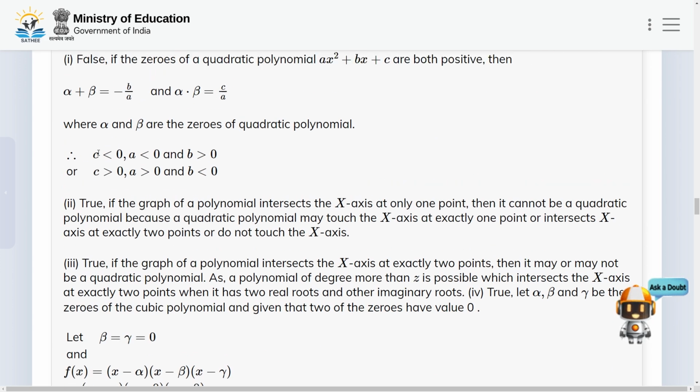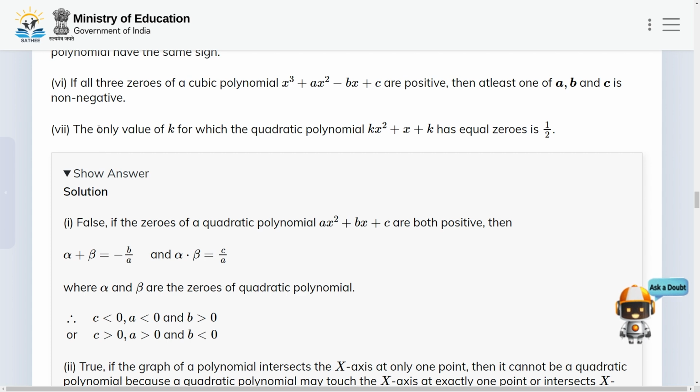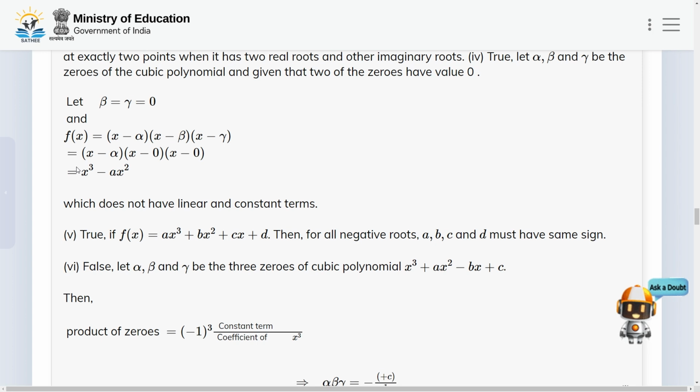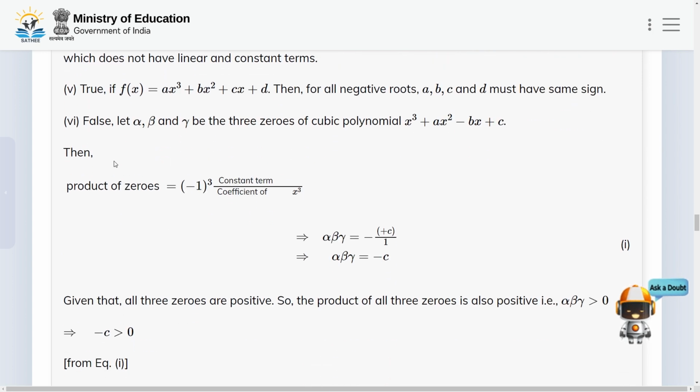Okay, and now let us see the sixth one. So in the sixth one here we have, if all the three zeros of a cubic polynomial x cube plus ax square minus bx plus c are positive, then at least one of a, b and c is non-negative. Okay, so let us see the answer. So the answer is actually false.